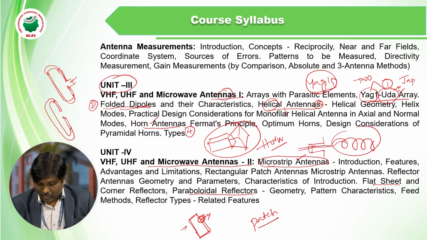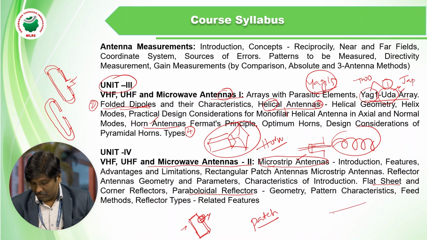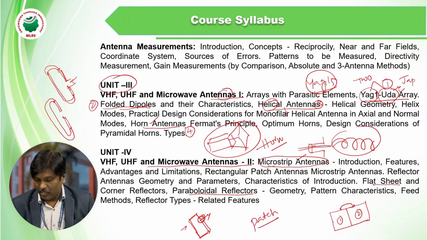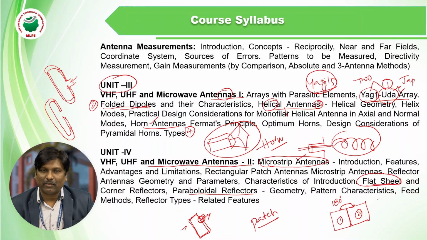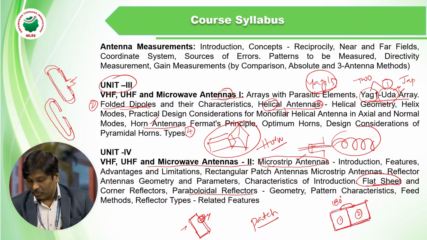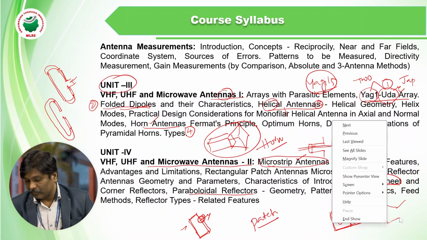Next, coming to the reflector antennas. Reflector antennas can be explained with the angle of joining. That means I consider two reflectors, 1 and 2. These two are joined with an angle of 180 degrees here, so it is termed the flat sheet reflector. Why? Because it looks like a single sheet, so it is named the flat sheet reflector. Suppose these two reflectors are joined with an angle of 90 degrees.